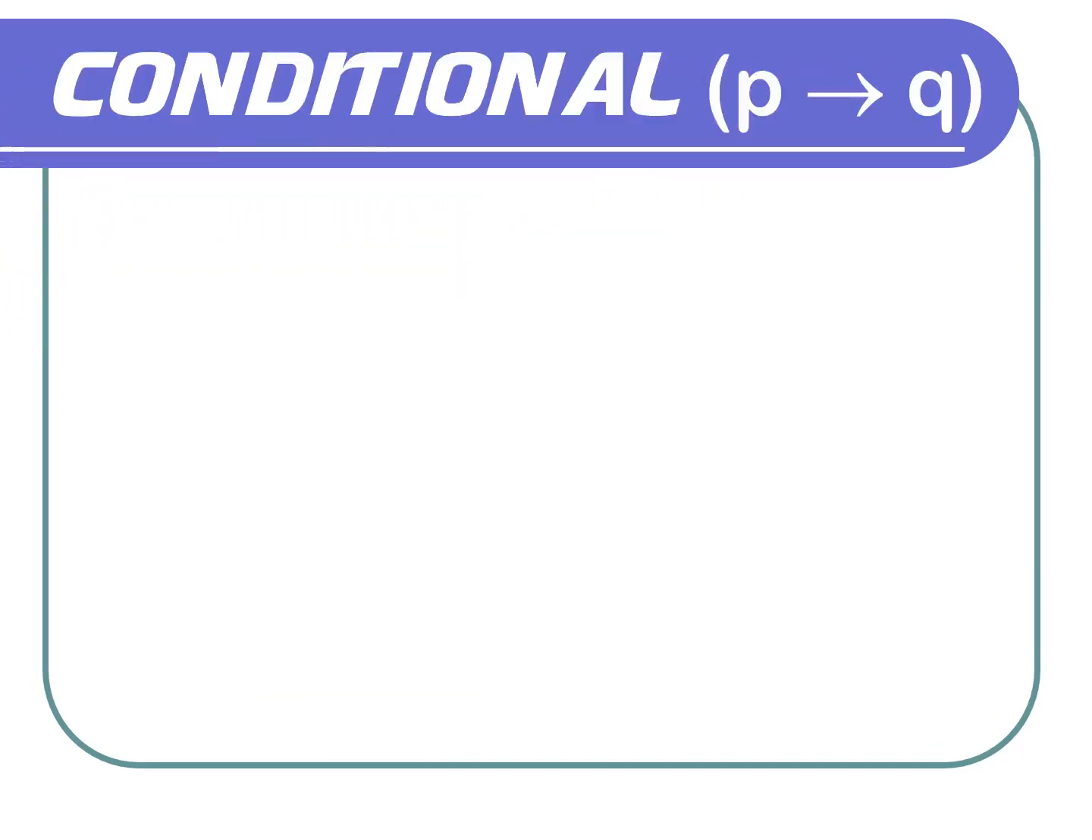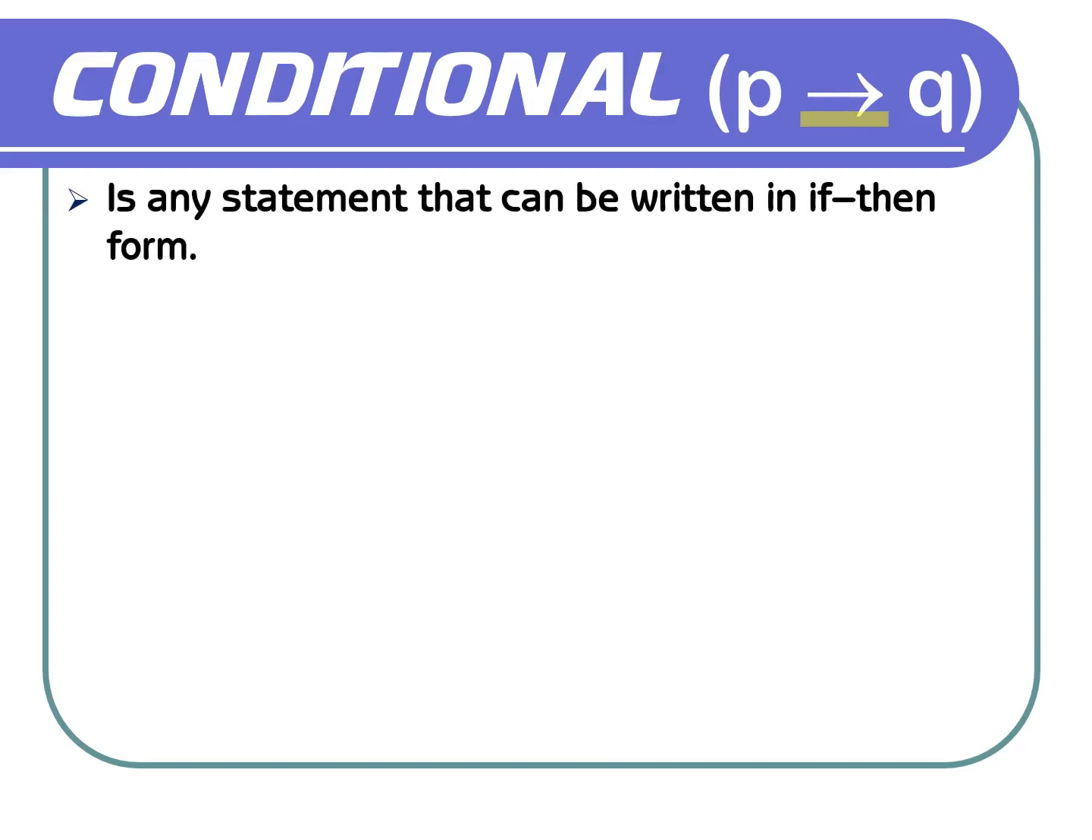Okay, this time let's have the conditional statement. We have this symbol, a straight line with an arrowhead pointing to the right. It implies a statement that can be written in an if and then form. So you read this as if P then Q, or P implies Q.